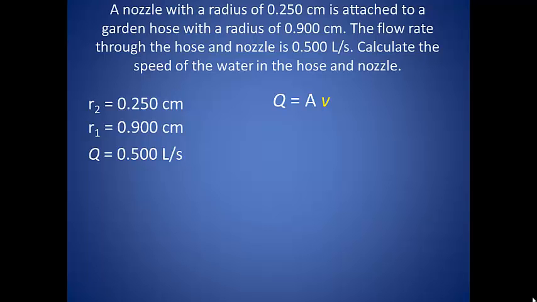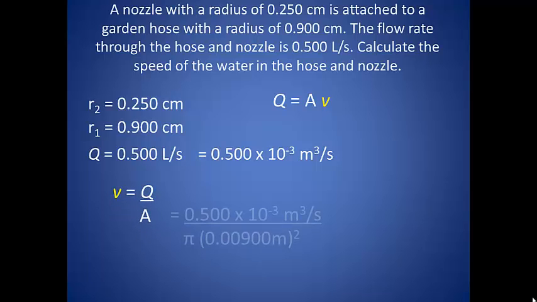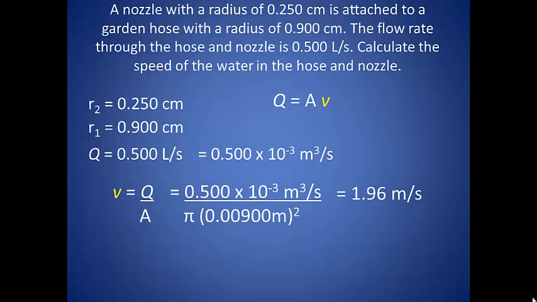We want to know the velocities in each section and we are given the flow rate. So our flow rate equation is a really good place to start. Before we do anything, let's convert our flow rate from liters per second to cubic meters per second so all of our units match up. The velocity is determined by the flow rate divided by the area. And since our fluid is in the shape of a cylinder, we can use pi r squared to determine the area, giving us a velocity of 1.96 meters per second.